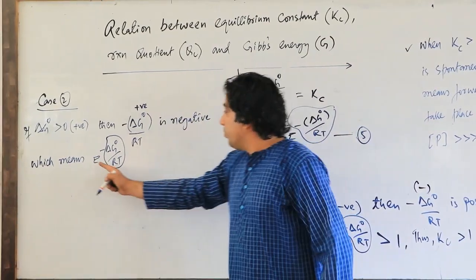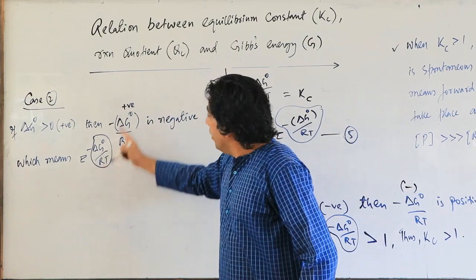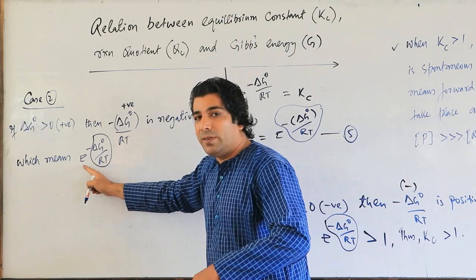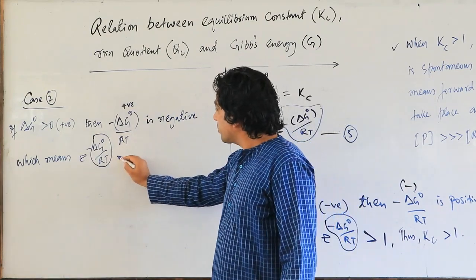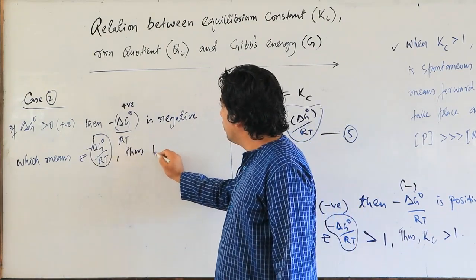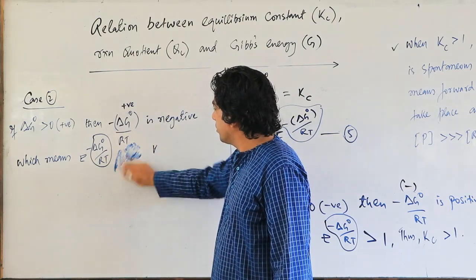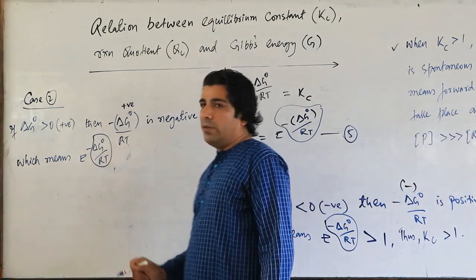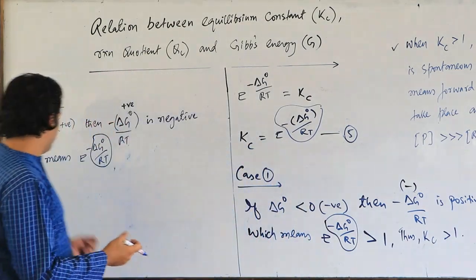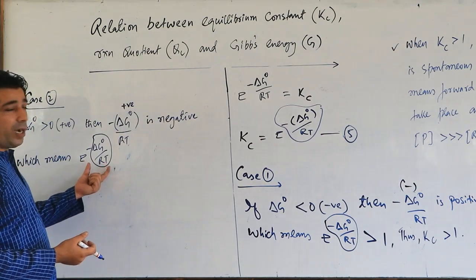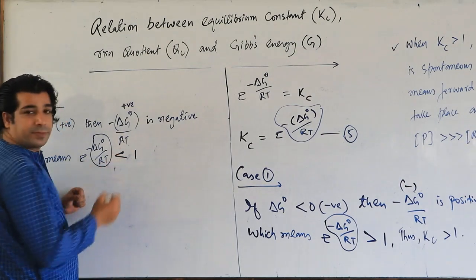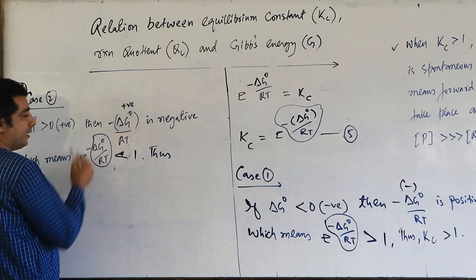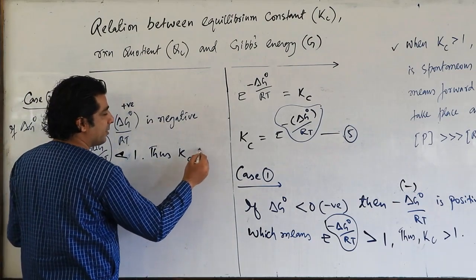Now look here, e to the power minus delta G naught by RT. Plus into minus is minus. So e has a negative power, 2.7 has a negative power. What is the meaning? If it has a negative power, it will be equal to 1 or less than 1. Which means e to the power minus delta G naught by RT is less than 1. Thus, when this entire expression is less than 1, Kc is also less than 1.